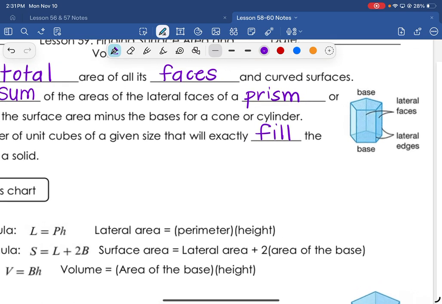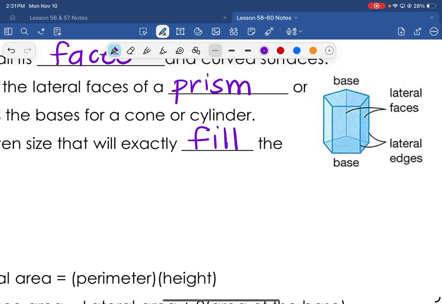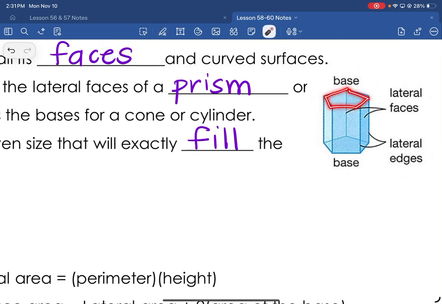Okay, let me zoom in right here on this figure. These pentagons are the bases. These right here are the lateral faces. So when we say lateral area, we want the area of this figure minus these bases, so not including the top and bottom bases, the two parallel figures.